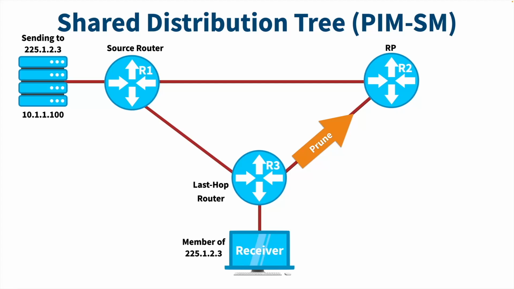And at this point, R2 notices that it does not have any other routers wanting traffic for 225.1.2.3, and it sends a register stop message back to R1 saying, I don't currently need this traffic, so you can stop sending it to me for the moment. And we're left with an optimal tree. Traffic goes just from the server to R1 to R3 to the receiver, and we've ended up with this optimal path without having to go through that flooding and pruning behavior of PIM dense mode.